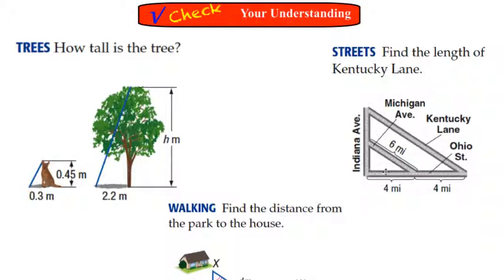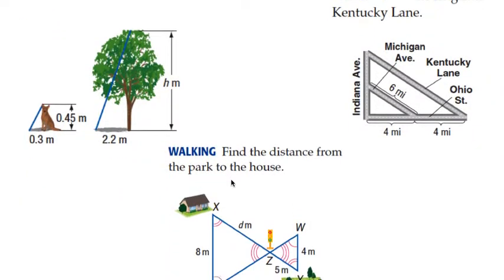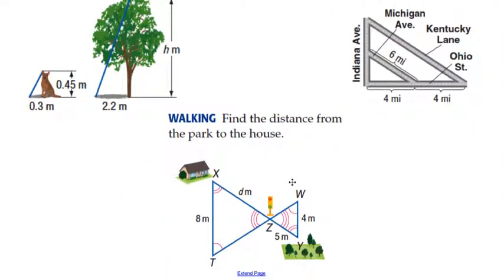And then we have similar triangles here. Find the length of Kentucky Lane. Kentucky Lane is the hypotenuse of the big triangle, okay, given the information that you have from the other triangle sides. And then lastly, walking, find the distance from the park to the house.